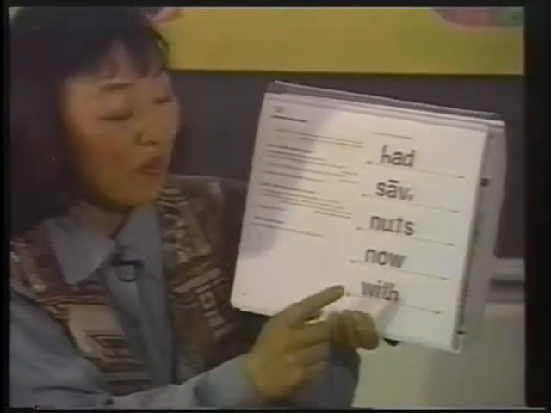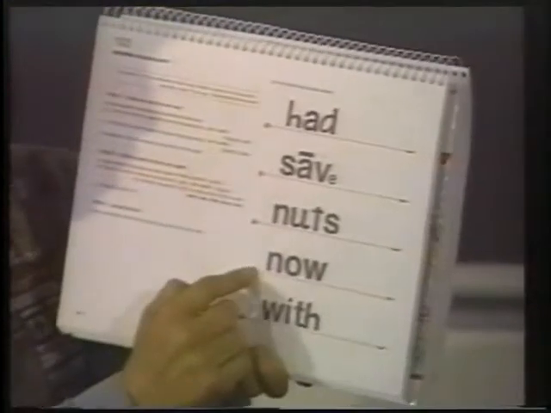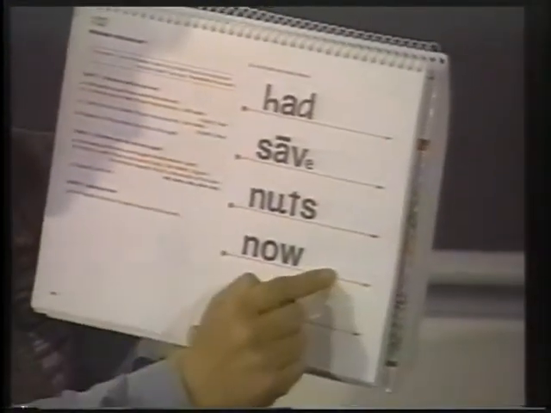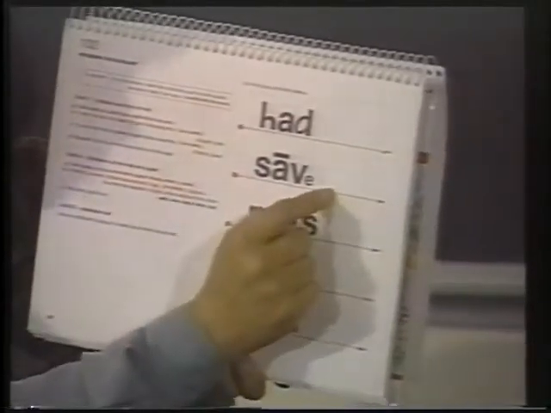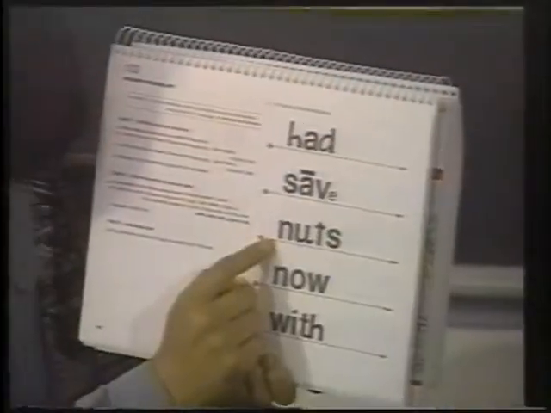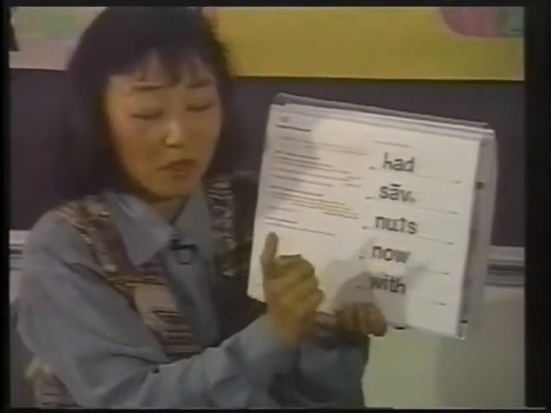Watch my finger. Get ready. With. Yes, with. Get ready. Now. Yes, now. Next word. Get ready. Save. Yes, save. Next word. Get ready. Nuts. Yes, nuts. Get ready. Hat. Yes, had. Makoto, watch my finger.